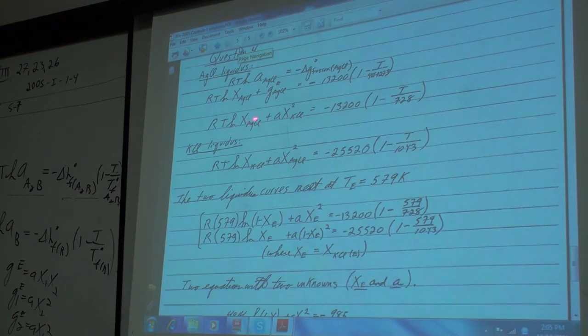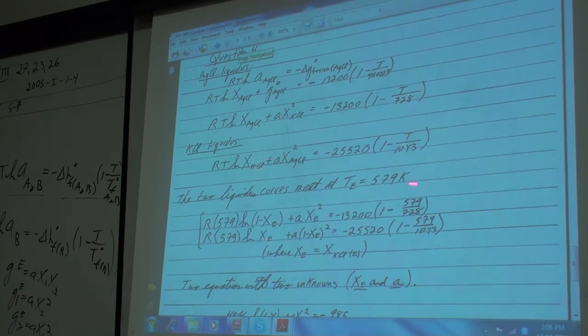So I just have two curves intersecting. The first equation is RT, and the temperature of the eutectic is 579. If I put the eutectic temperature in here, then this is the eutectic composition, X eutectic, at 579. And I do the same thing in here for X eutectic at 579.